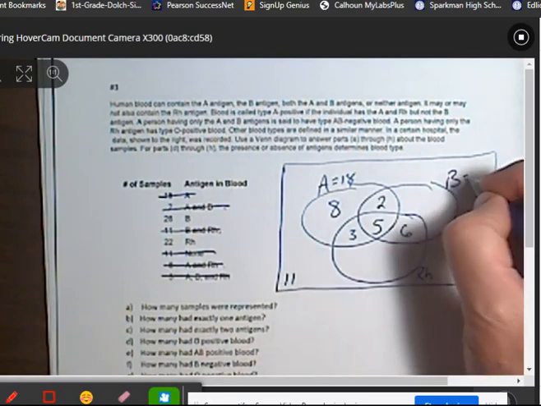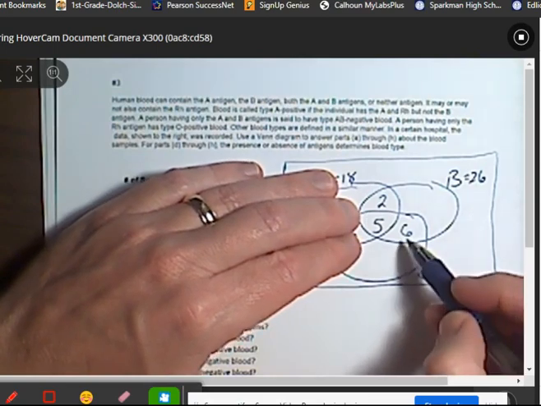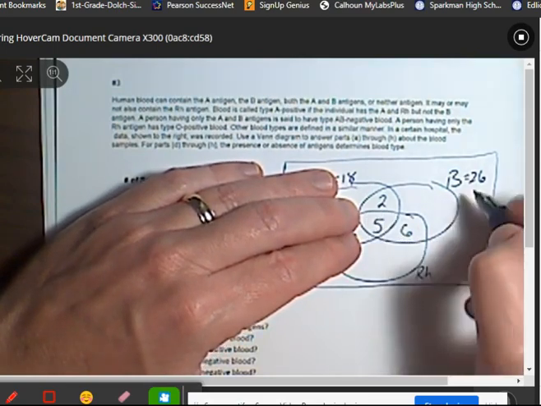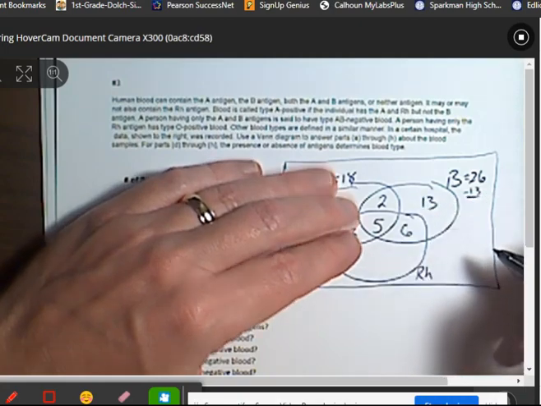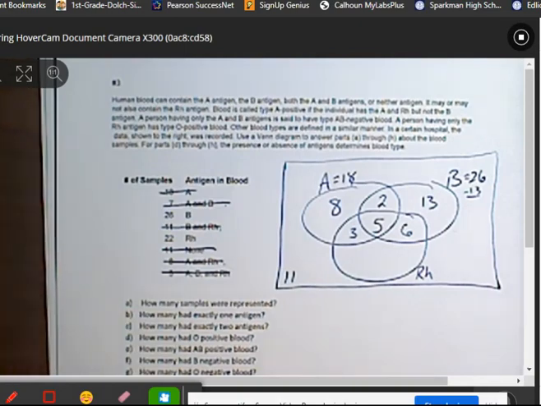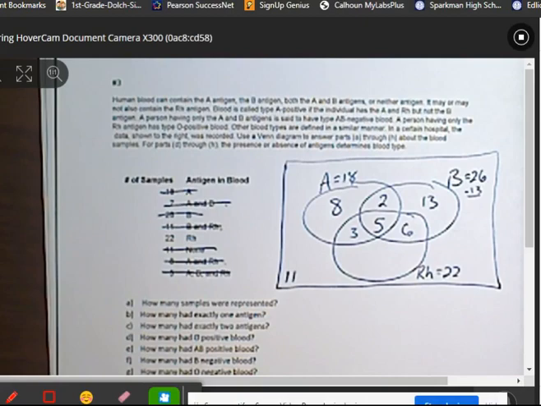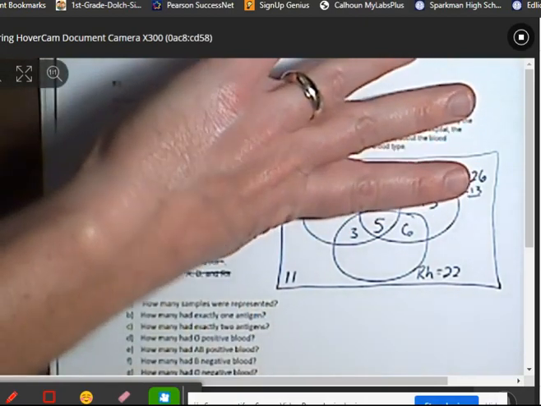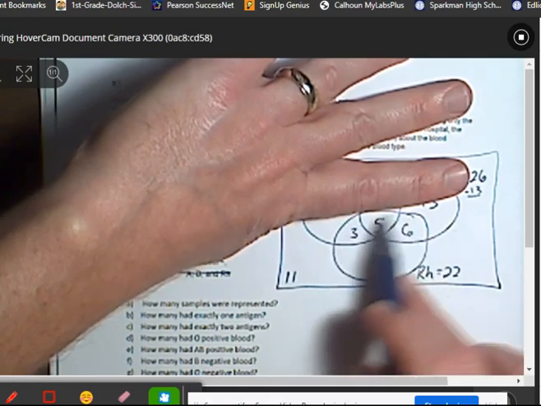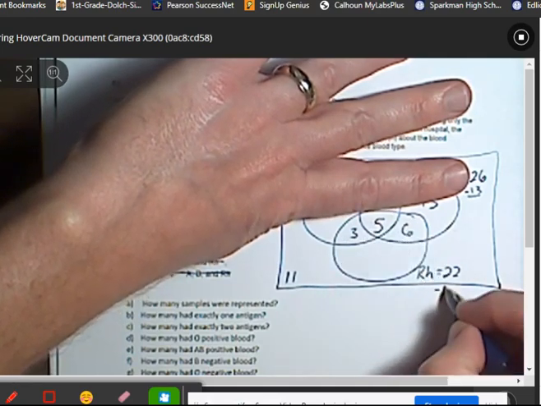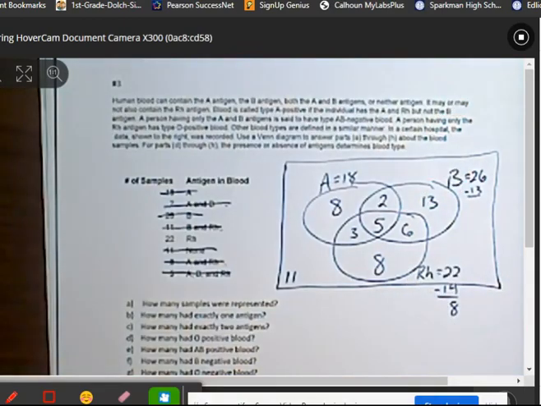For B, there are 26. So look at what's in the circle there with 26. We've got 7, 6, 13. So do 26 minus 13. That means there'll be 13 here in B. And if the RH, there were 22. Okay, so 22 total. In your circle with the RH, you got 11, 3, that's 14. So do 22 minus 14, that'll be 8. And then you'll have 8 that would be there.